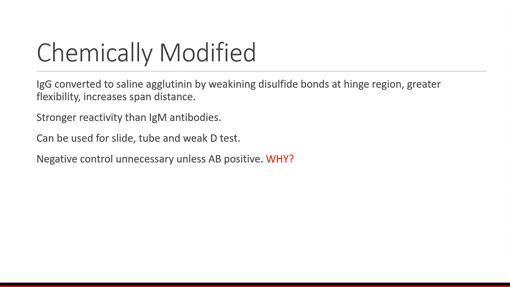A negative control is unnecessary unless the patient's an AB pos. And again, if you do not have a tube in the forward type giving a negative reaction, regardless of what the reverse type is, how do you know that this patient isn't spontaneously agglutinating? And that is done by running a D control.